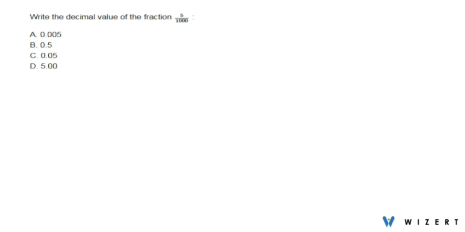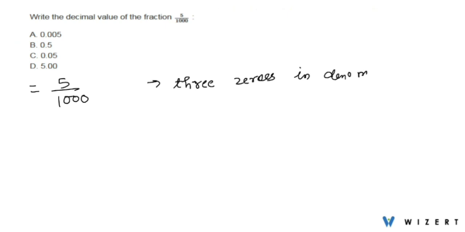Write the decimal value of the fraction 5 by 1000. So 5 by 1000 is the given fraction. Here we can see this fraction has 3 zeros in the denominator. So we have to convert this fraction into a decimal number.